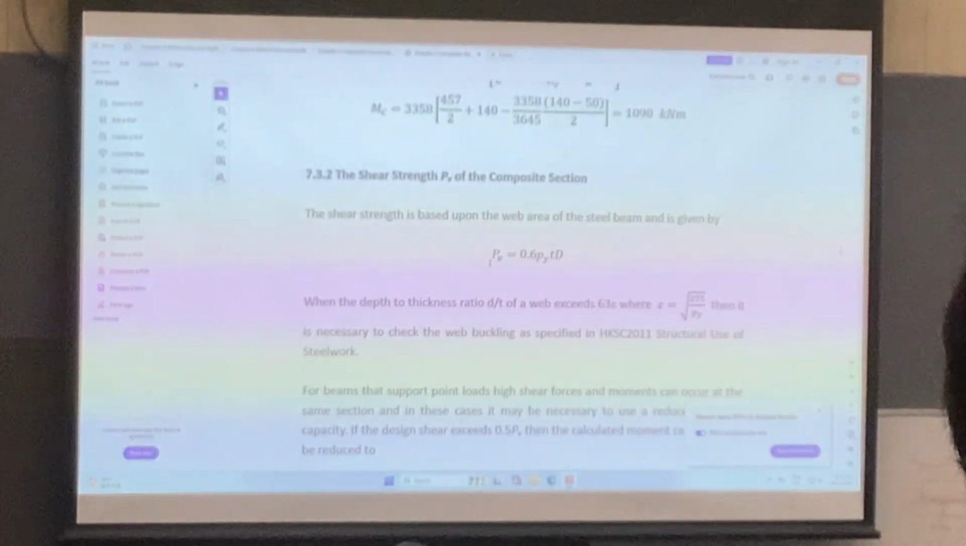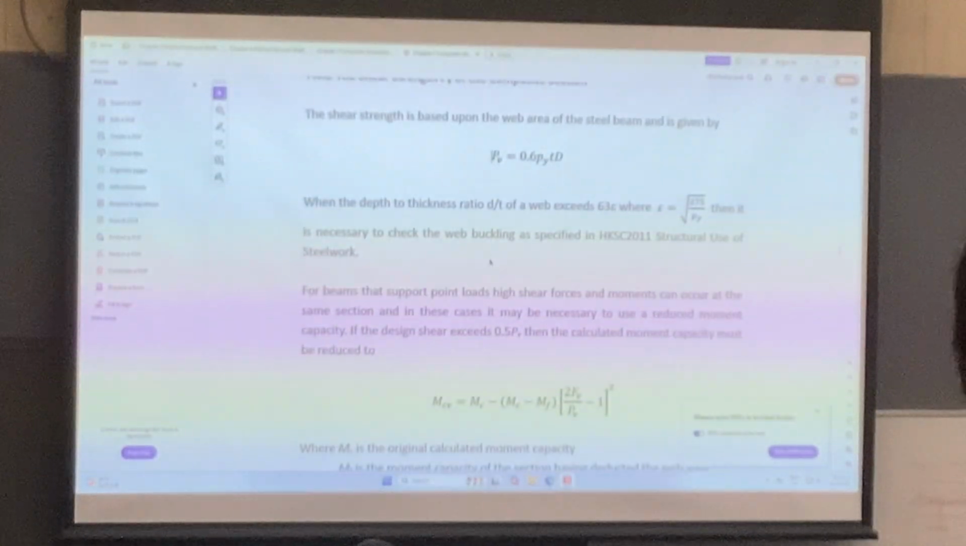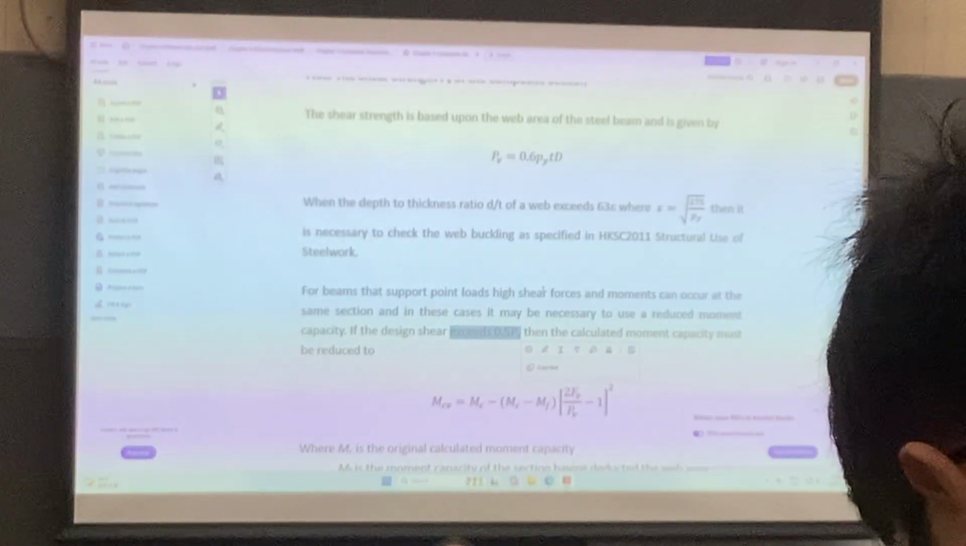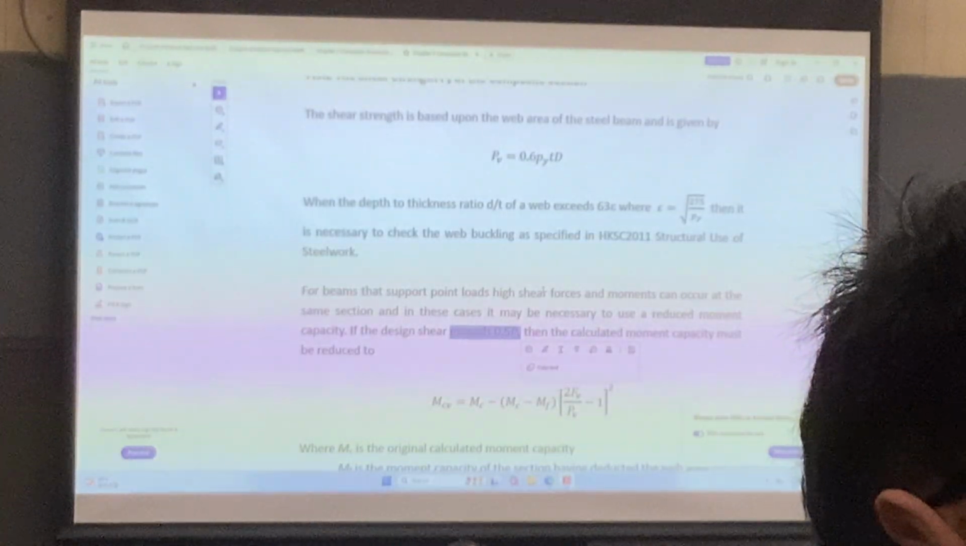Okay. Now for the shear capacity, actually you can use 0.6 times Py times Av. So we can use this equation to check the shear capacity. And remember that if the applied shear does not exceed 50% of the shear capacity, then there are actually no reductions of the bending moment.